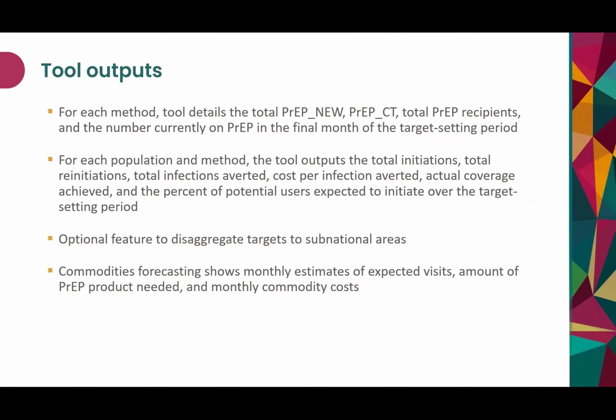So I sort of hinted there are a lot of different outputs that you can look at, in terms of PrEP new, PrEP CT, et cetera. It can tell you how many initiations and reinitiations to expect. Look at infections averted, the cost per infection averted. It will tell you what level of coverage is achieved, and also the percent of potential users who are expected to initiate. There is an optional feature to disaggregate these targets to subnational areas. And then the commodities forecasting shows monthly estimates of when to expect the visits, the amount of product that will be needed each month, as well as the commodity costs.